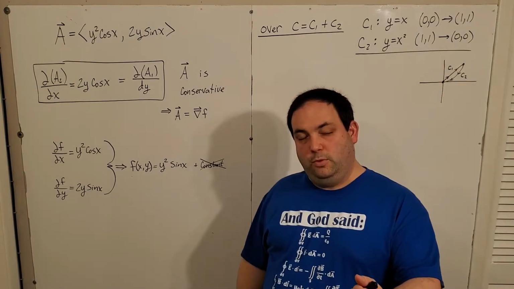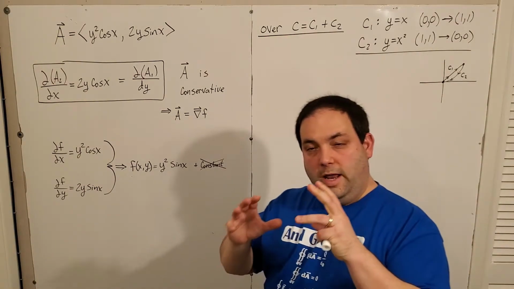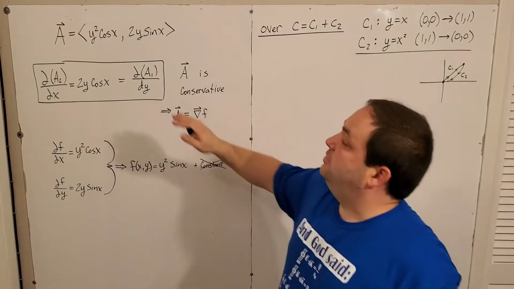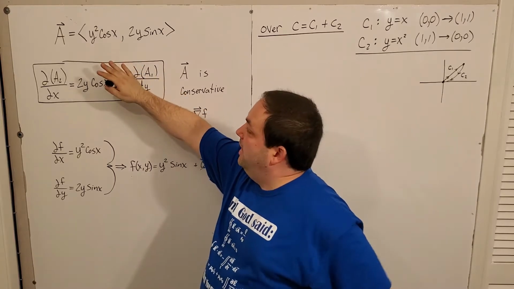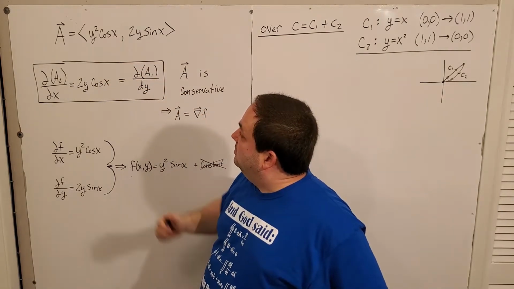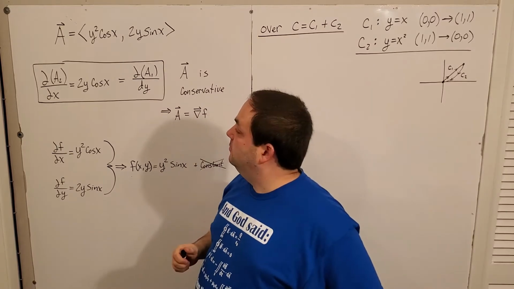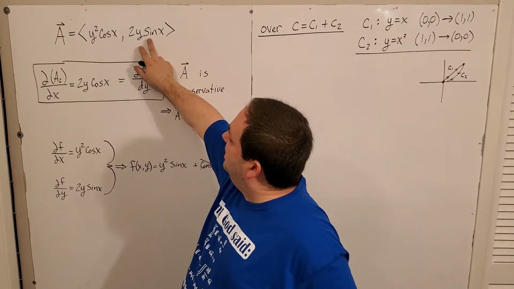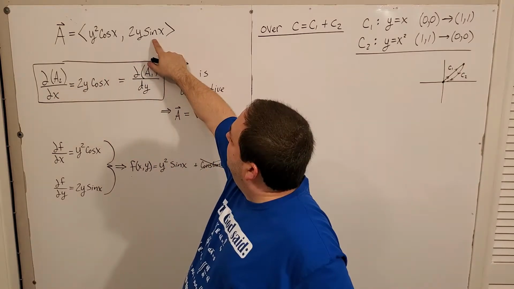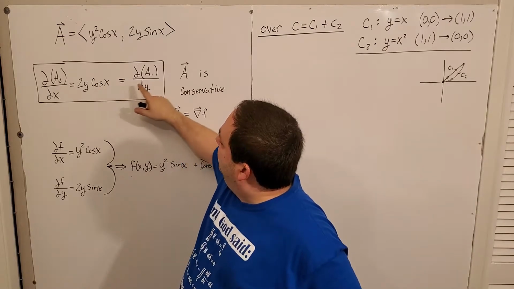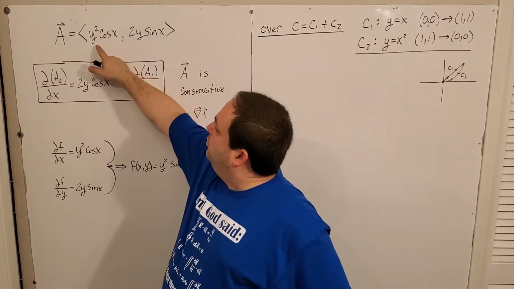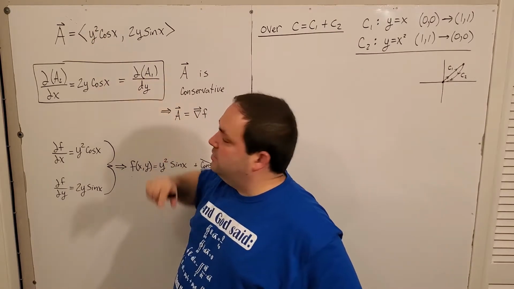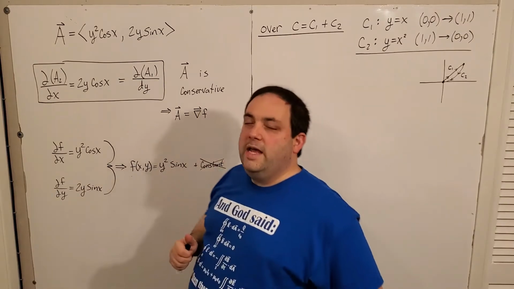One last example of path independence on a simply connected region, closed curve, right? So first, let's look at vector field capital A here. y squared cosine x and 2y sine x, right? If I do the partial with respect to x of the second component, the derivative of sine x is cosine x. If I do the y derivative of the first component, the partial derivative with respect to y, is going to be 2y times cosine x. Same thing, right? So A is a conservative field.